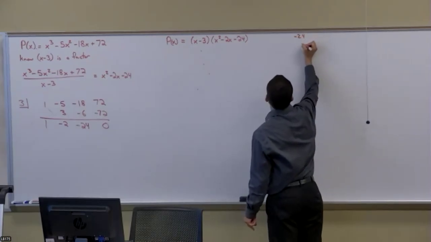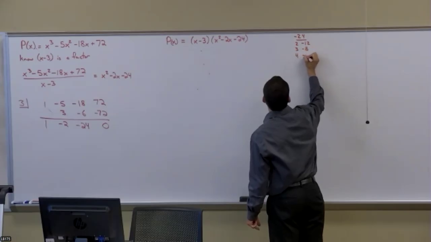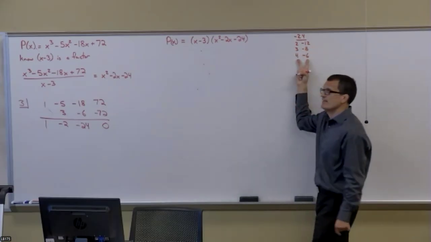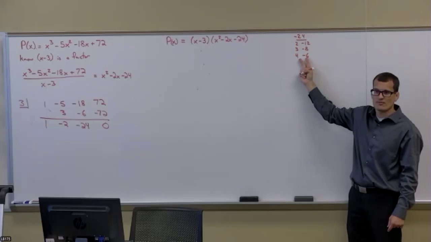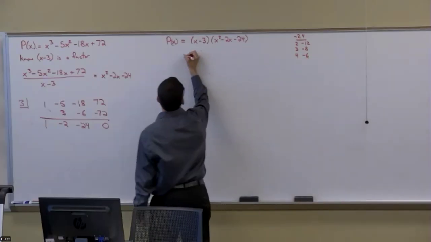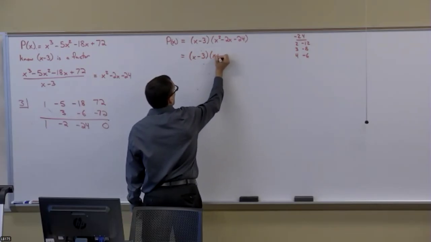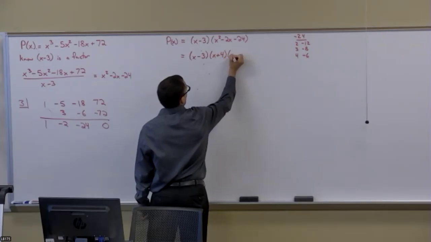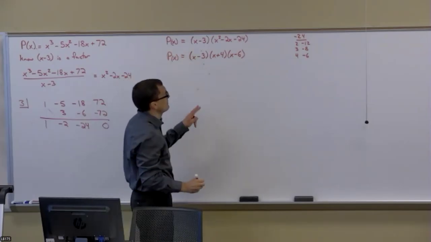Factors of negative 24. We would get things like 2 and negative 12, 3 and negative 8, 4 and negative 6. And sure enough, the ones that add to negative 2 are 4 and negative 6. Okay, follow this? And so that means this quadratic can be factored into x plus 4 times x minus 6. That quadratic is not always going to be able to be factored.